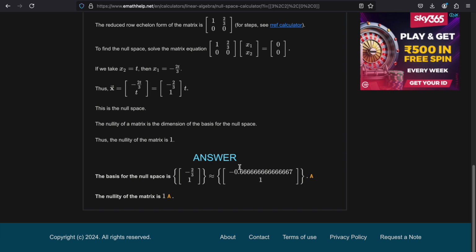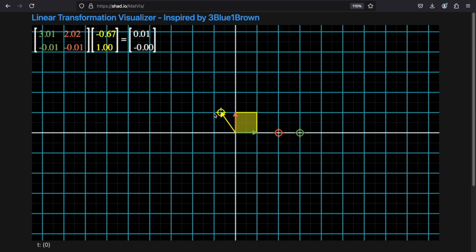So in our case, for this matrix 3 0 2 0, the null space is nothing but this vector, minus 0.67 and 1. Basically, the null space is the span of this vector. Because it's a single vector, the span of this vector is nothing but a line, right? So this is the null space, minus 2 by 3, 1 times t, where you can change t to 1, 2, 3, 0.1, anything. So this vector, minus 0.67 and 1, is lying in the null space. Okay.